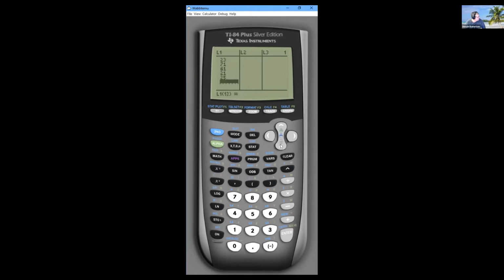Another mistake I could have made is, oh, there's another number at the end, I just missed it. There's a 22 I forgot to type in. So just type it in at the end, because it doesn't matter which order it's in. Now, that's the data in. That's step one, get the data in.